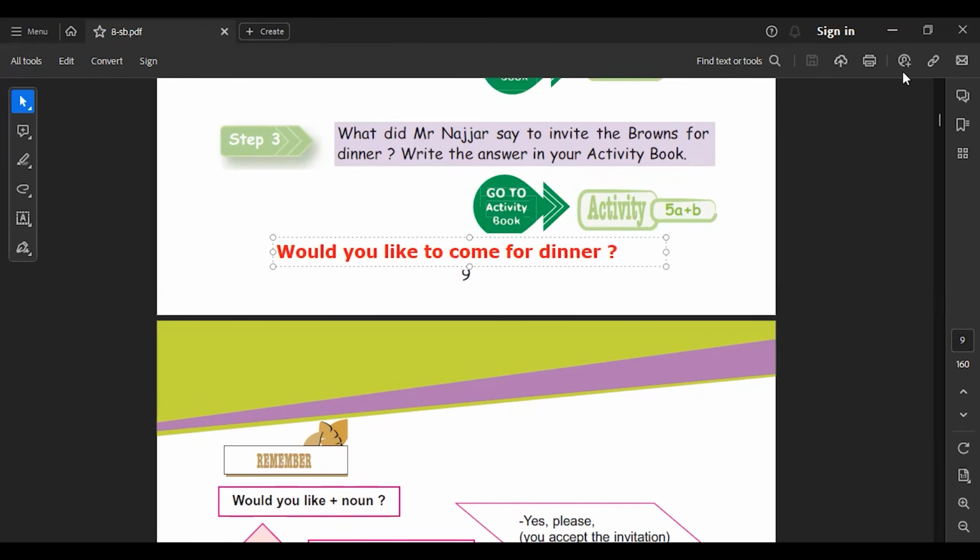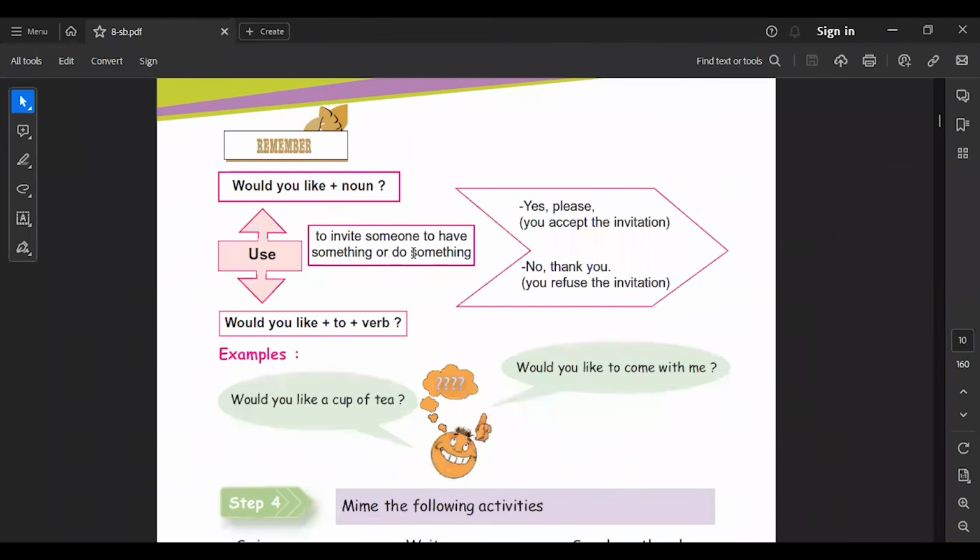Okay, so let's see more details about invitation. Here you have more details: would you like plus noun, as I told you before, and you have would you like plus to plus verb. What's the difference between would you like with a noun and would you like with to plus verb? If I use a noun, it means the name of a thing, not a person, a thing. Here I have: would you like a cup of tea? Cup is not a verb. Cup means a cup of tea. So that cup is a noun, I don't have a verb.